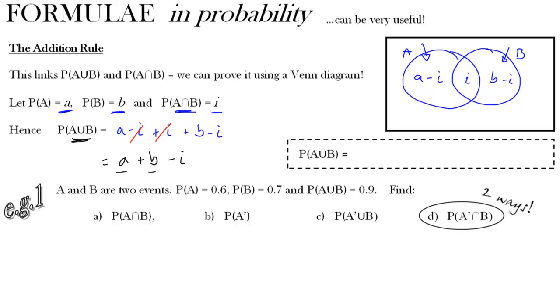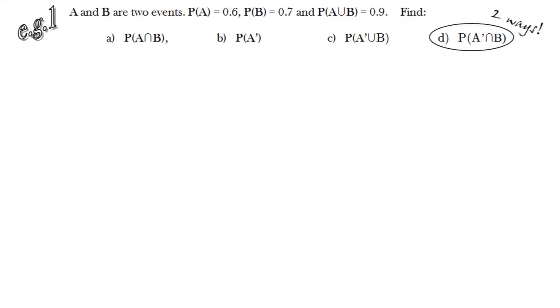If we replace those with what those little letters represent in the formal notation, a is the probability of A, b is the probability of B, and I is the intersection, and we have our formula, the addition rule. So let's have a look at how we can use that rule.